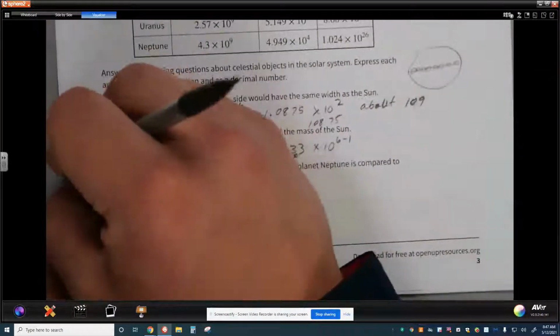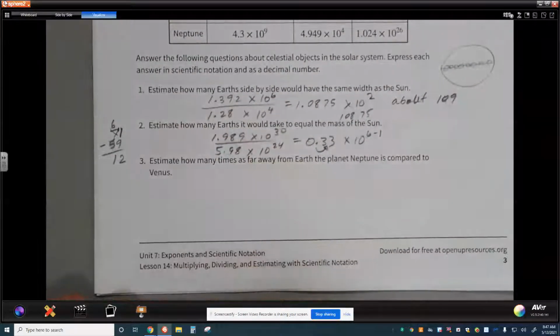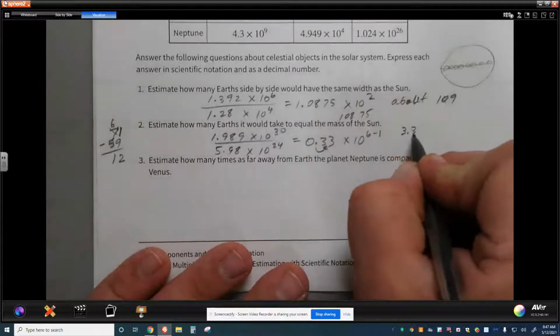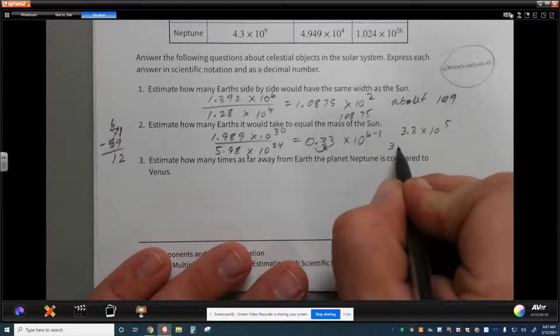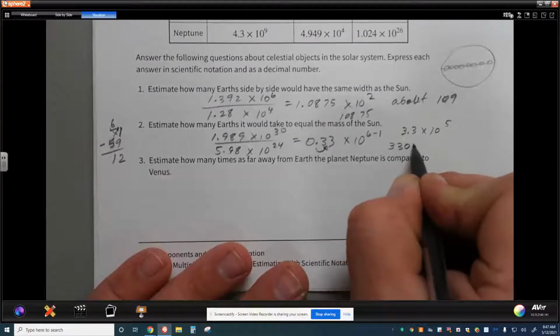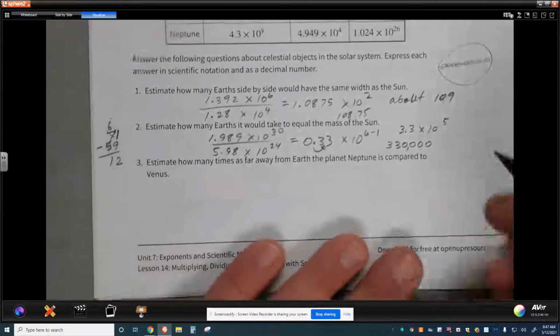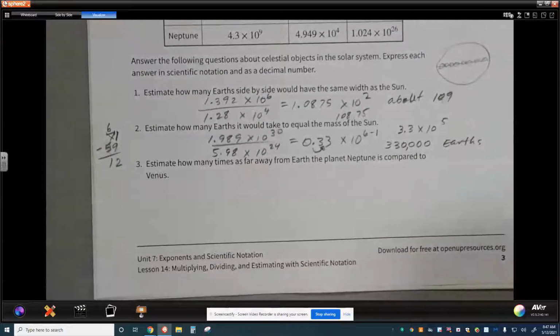Here, just to make it work, we'll call this one 59. And then that way we can get 12. Okay, so that means that we have a number that is 3 3/10 times 10 to the 5th power. We would interpret that 3 times 3 and 3/10 times 10 is 33 times 10 times 10 times 10 times 10. And we would say that we have about 330,000 Earths to equal the mass of the sun.